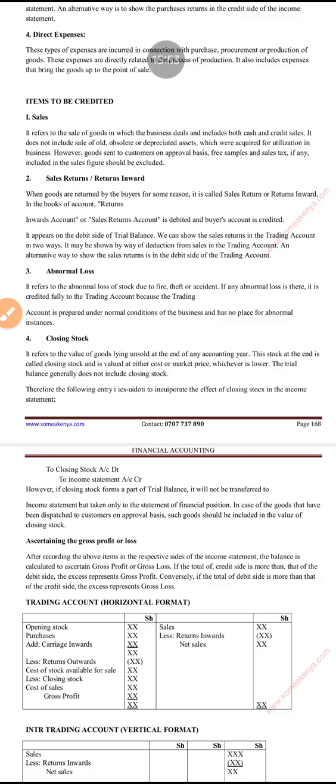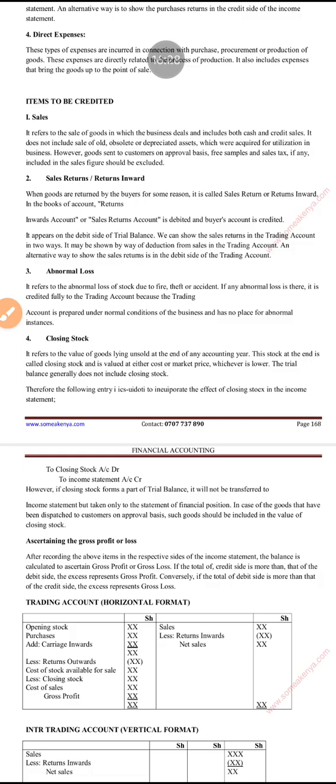It appears on the debit side of the trial balance, and we can show the sales returns in the trading account in 2 ways. It may be shown by way of deduction from sales in the trading account. An alternative way is to show the sales returns in the debit side of the trading account.